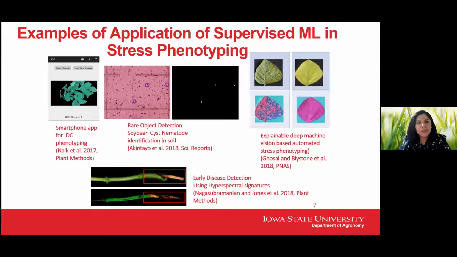The last example I want to talk about is a deep learning application where we used hyperspectral signatures for early stress detection. In this case, we wanted to detect soybean charcoal rot disease, which develops inside the stem, and the breeder can't see it from outside. So we have to cut soybean stems in half to see the disease progression. We used a hyperspectral camera and trained a machine learning algorithm to not only detect the disease 3 days before it is visible to human eyes, but also classify into disease and healthy categories.